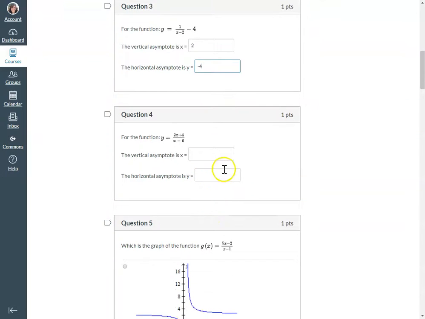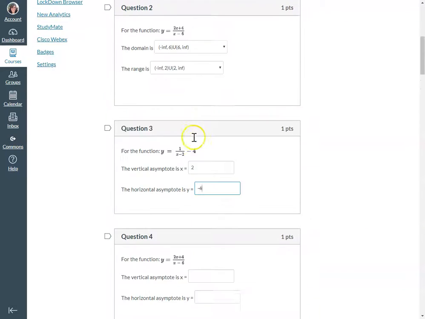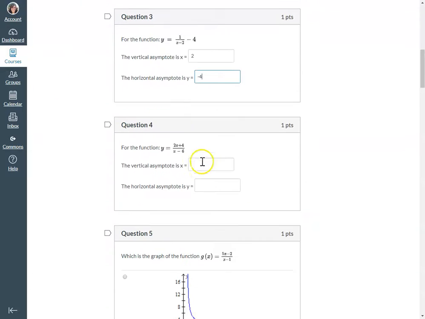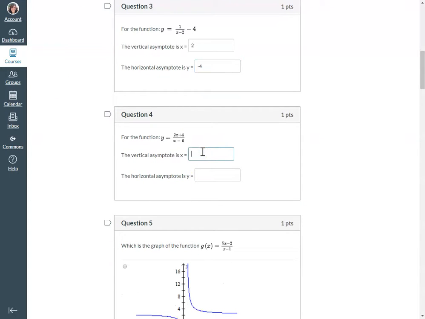Over here for my vertical asymptote, it was the x value that didn't work. It's also the same as number 2 on the practice test. It might not be on the real test. So my vertical asymptote here is 6, and my horizontal asymptote is 2, because I did 2 divided by 1. So if they were different, I would just have to solve 2 different equations.